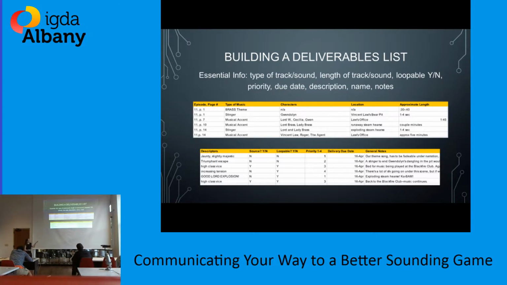The example I have here is from the deliverables list that I received for Brass, the audio drama, by Battleground Productions. So you can see here, they actually gave me which episode it was and the page number of the script, because I had the scripts to all of these audio dramas. It's a little bit different. The type of music that it was, the characters involved, because I had written character themes for every character in the show, so I could incorporate their themes into the music that we were working on here. Where it took place, so I could get a sense of the ambience and the mood there.